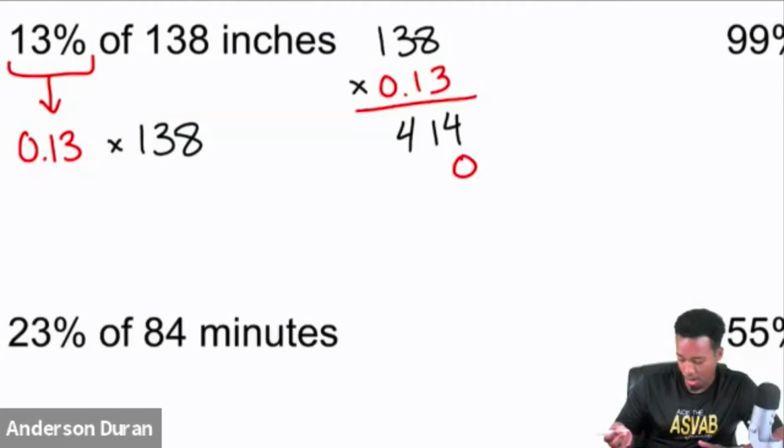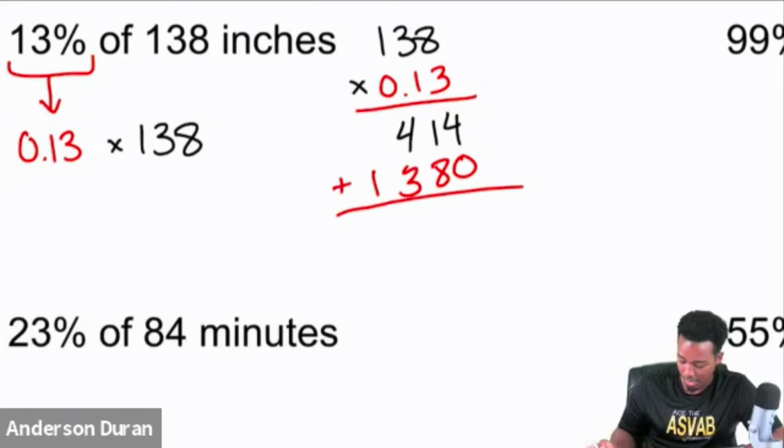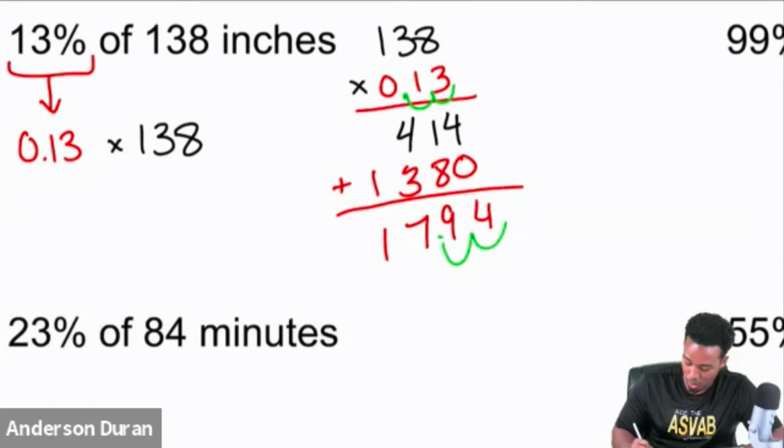8 times 1. Oh, all times 1. Going to be pretty easy. 3 times 1 is 3. 1 times 1 is 1. Feeling pretty good about that. Next, 4 plus 0 is 4. 1 plus 8 is 9. 4 plus 3 is 7. 1 plus nothing is 1. We already said it before. We're moving those decimal places over once, twice.